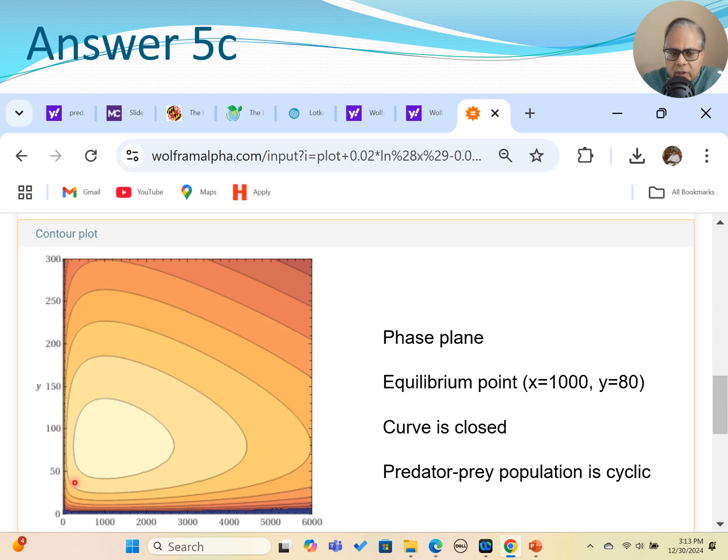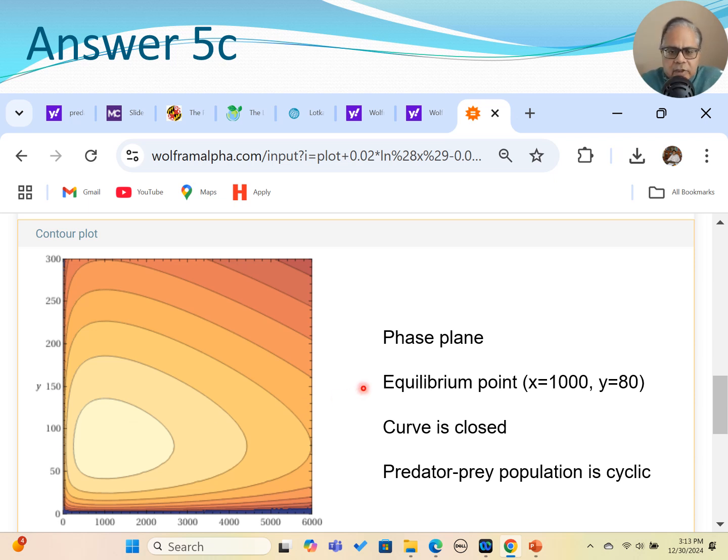So if we go on any of these curves, we see that there are points where the prey goes up, the predators go up, and they come down, and so on. But it's a cyclic system. Now we can see that the equilibrium point we obtained, x is 1000 and y is 80, that's the deer and tiger population, is contained within this curve. So this would be 1000 here and some point like this. So it's contained within all these particular curves. So that's the equilibrium population.